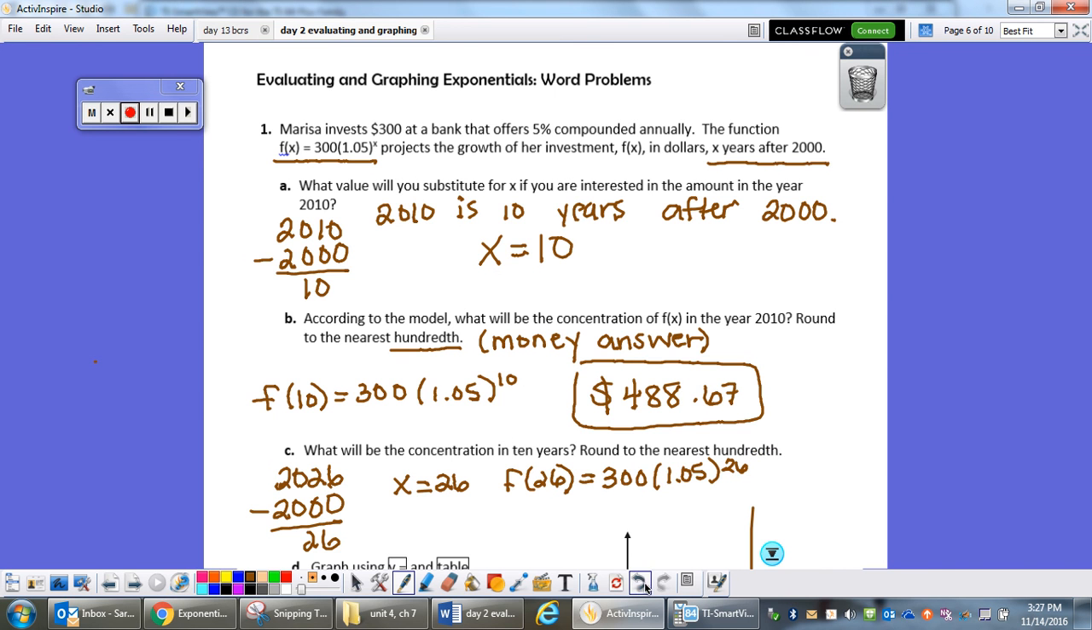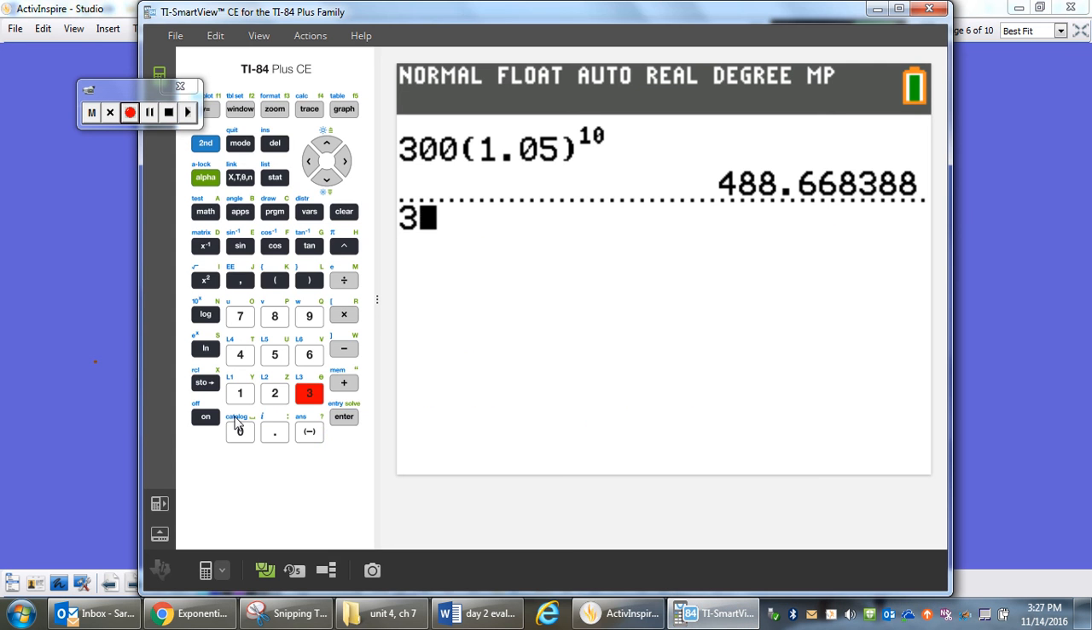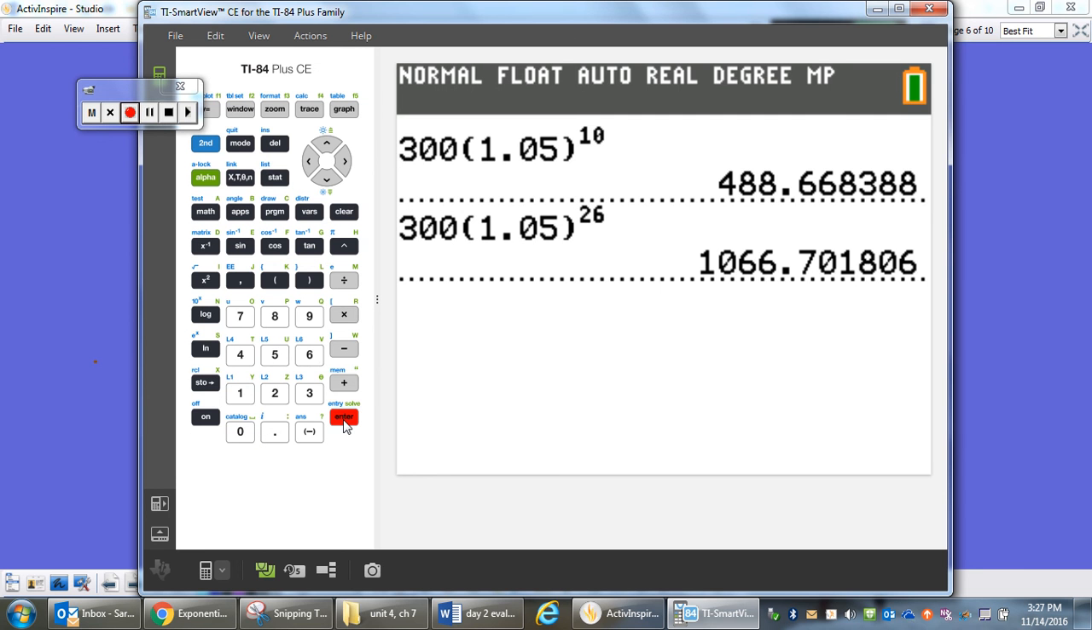All right, whoops. So 300 times 1.05 to the 26th power. So in 26 years, she will have $1,066.70.